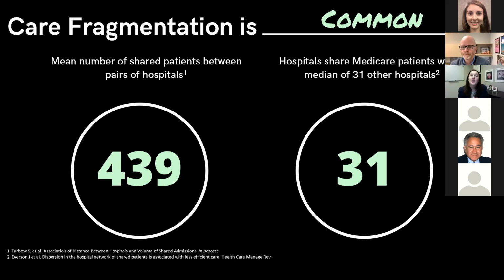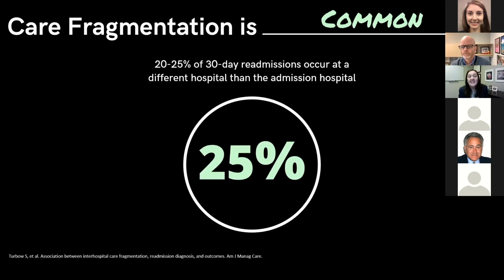Another study looked at dispersion of patients across hospital networks, and they reported that hospitals share Medicare patients with a median of 31 other hospitals. The bottom line is that 20 to 25% of 30-day readmissions occur at a different hospital than the admission hospital, meaning that up to a quarter of all 30-day readmissions are fragmented.